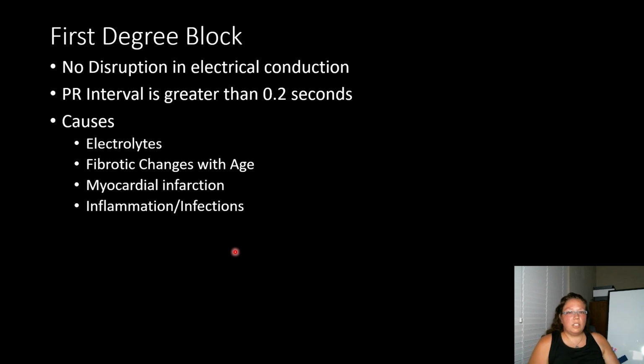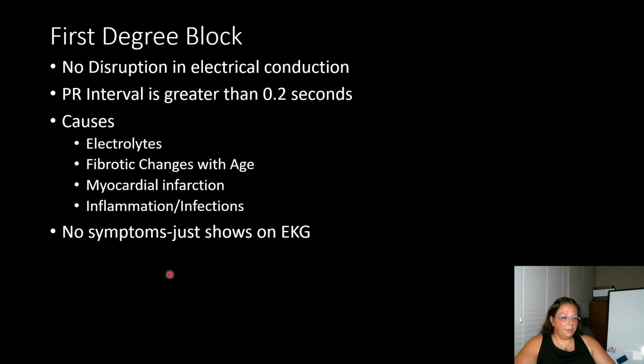So what can cause first degree block? Well, electrolytes, sometimes age can cause it. Some athletes have it. Myocardial infarction, so when you have a heart attack, that can cause it because you can't really get electrical activity through scar tissue. It's not very good. Or dead tissue. It's not a good conduction. And then inflammation and infections can also cause the PR interval to be longer.